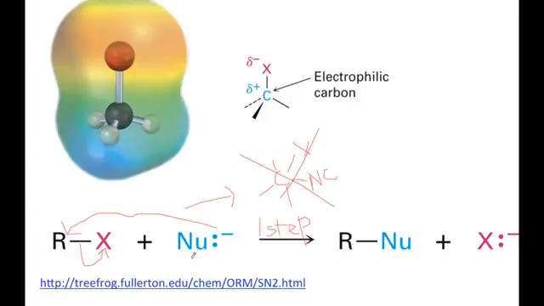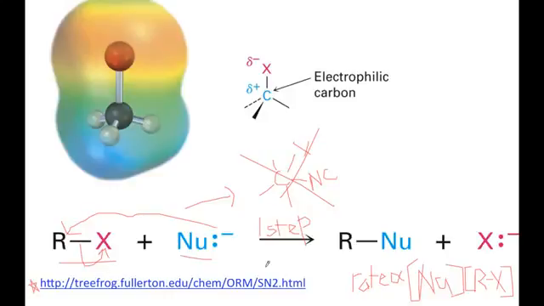However, it's a so-called bimolecular reaction. That is, both the nucleophile and the substrate, the alkyl halide, react at the same time, so that the rate is a function of both the nucleophile and the substrate. To actually visualize how this reaction occurs, feel free to go to the Tree Frog site. The link to this site is also in our Blackboard web links, and look for the SN2 reaction.